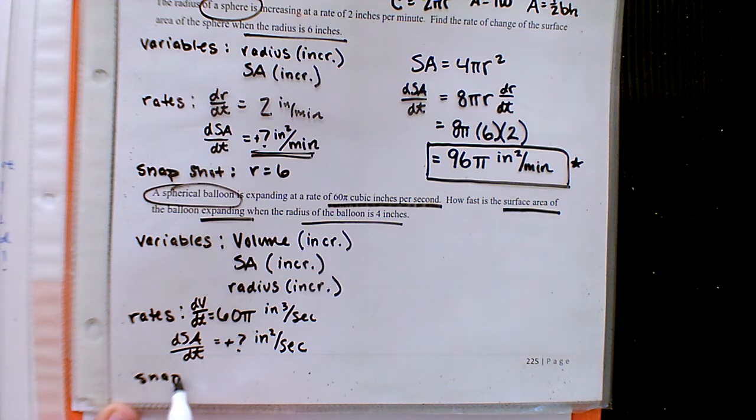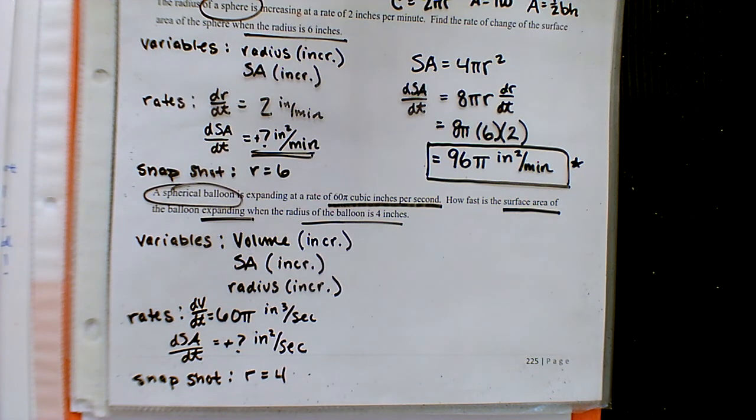Do we have a snapshot moment for this balloon? Yes. What is it? 4 inches for the radius. Radius is 4 inches. Okay. So somehow we got to think of an equation dealing with a sphere again that involves volume, surface area, and radius.